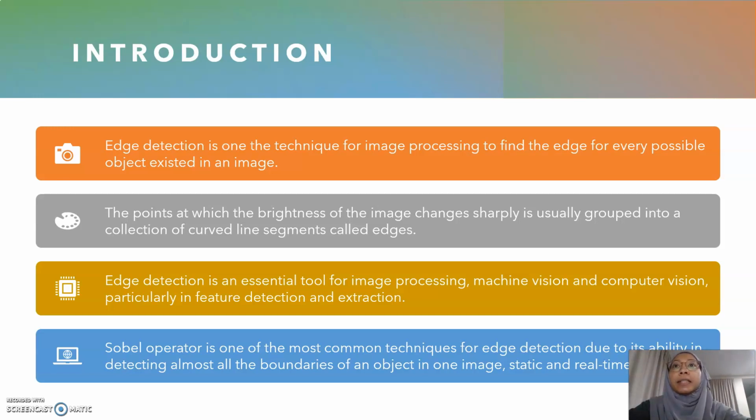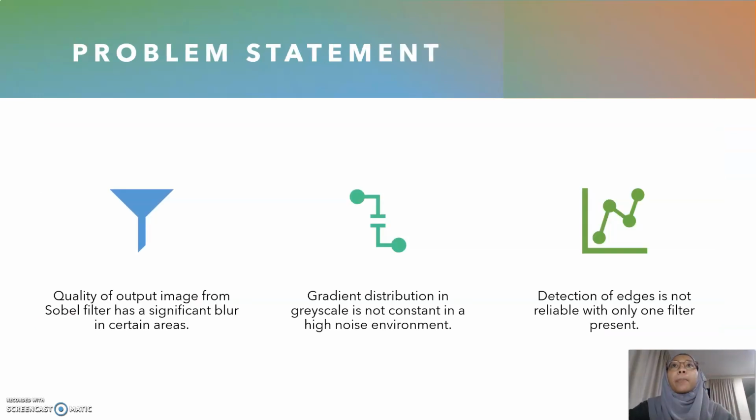Edge detection is an essential tool for image processing, machine vision, and also computer vision, particularly in feature detection and extraction. The commonly used algorithm for edge detection is the Sobel operator. This is because Sobel has the ability to detect almost all boundaries of an object in one image, either static or in real time.